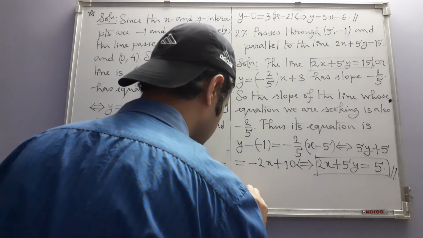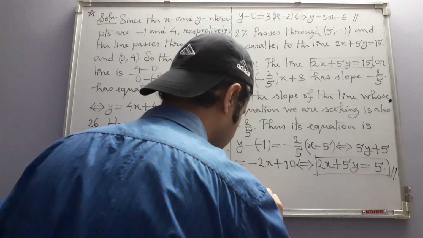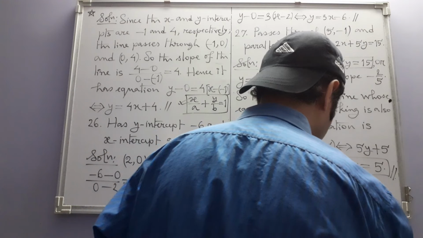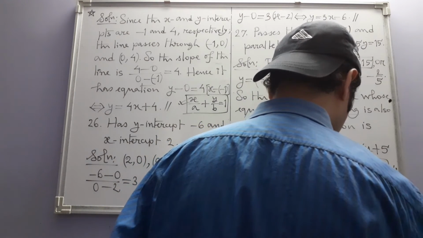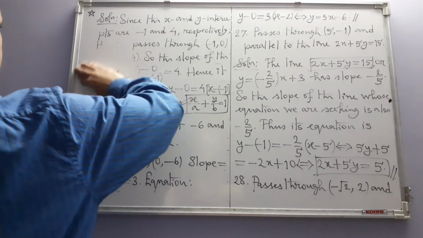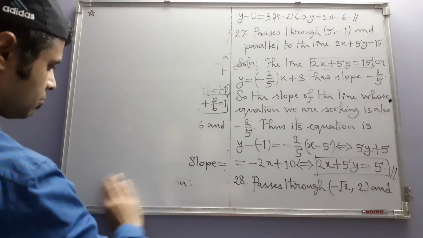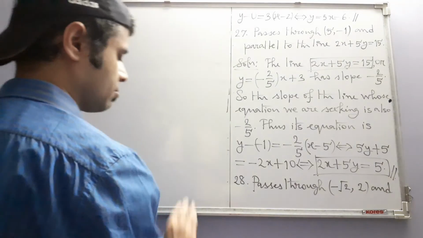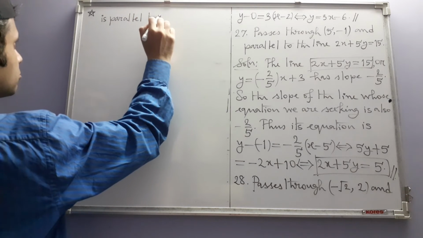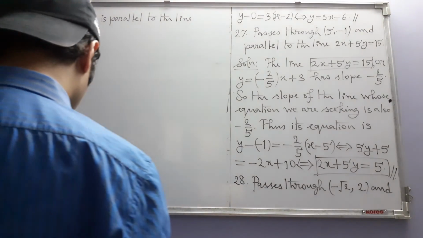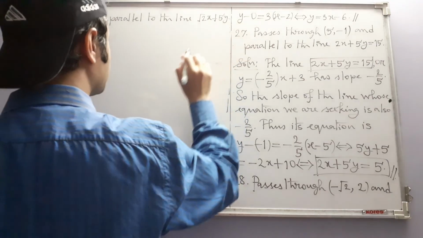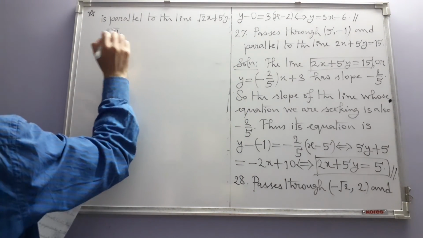Then 28. Passes through minus square root of 2, comma 2, and is parallel to the line square root of 2 plus 2x plus 5y equal to square root of 3.